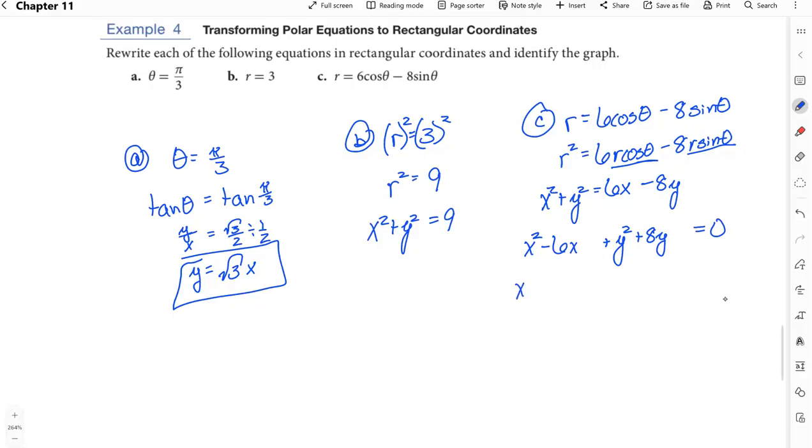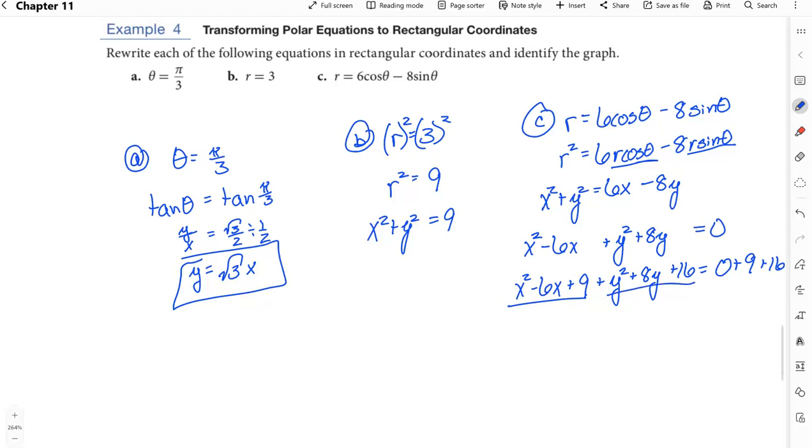So I'm going to take half the middle and square it. Half of negative 6 is negative 3. Negative 3 squared is a positive 9. So I'm going to add 9 on both sides. And I'm going to do the same thing with the y's. Half of 8 is 4. 4 squared is 16. So I'm going to add 16 on both sides.